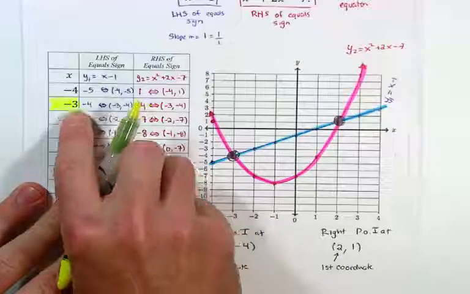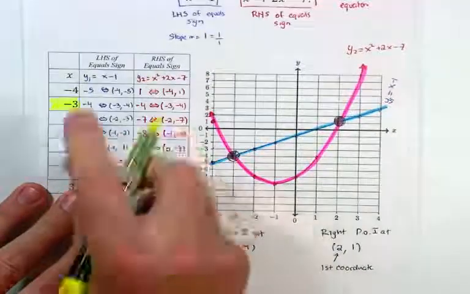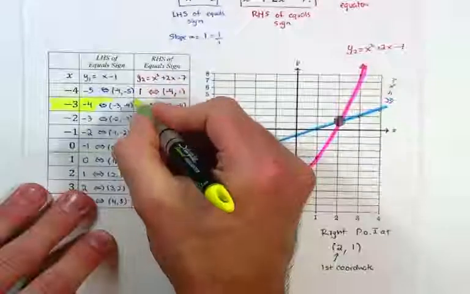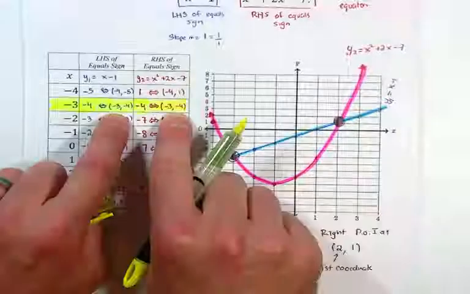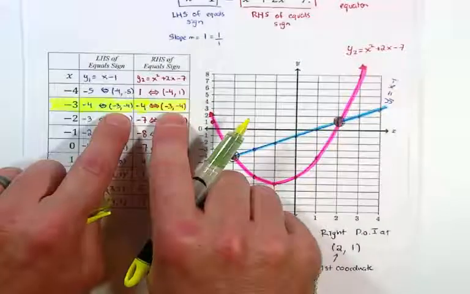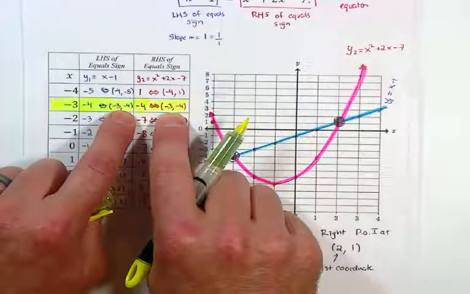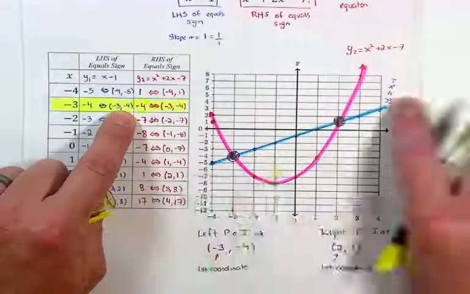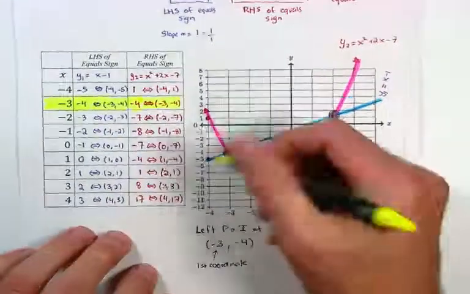In particular, the input -3 produces the output -4 in the blue function and the output -4 in the red function. In other words, this single point, (-3, -4), is on both the graph of the red and the graph of the blue. It must be a point of intersection. There it is.